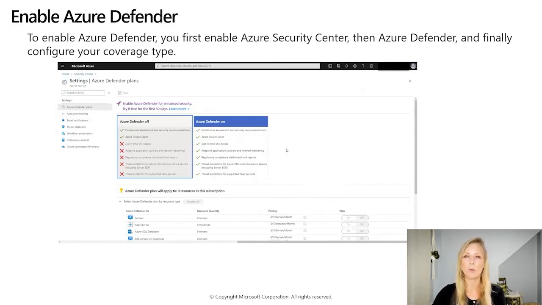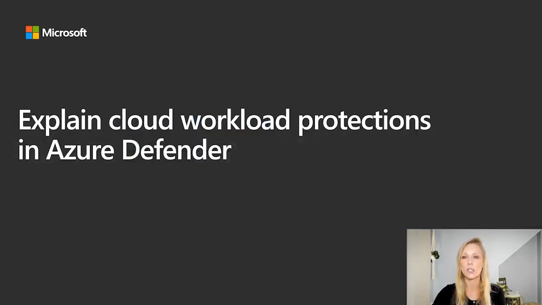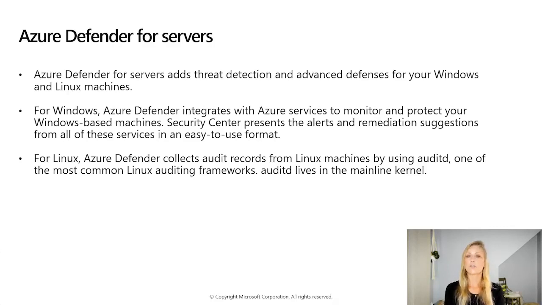So let me explain a little bit more about the cloud workload protections that are available in Azure Defender. Azure Defender for servers adds threat detection and advanced defenses for both your Windows and Linux machines. For Windows, Azure Defender is integrating with Azure services to monitor and protect your Windows-based machines. You will get the alerts and remediation suggestions from all of these services bubbled up into Security Center in a very easy to see and use format. And for our Linux machines, what Azure Defender is doing is collecting audit records using auditd. So very, very helpful there for both your Windows and Linux machines as far as threat detections and defenses.